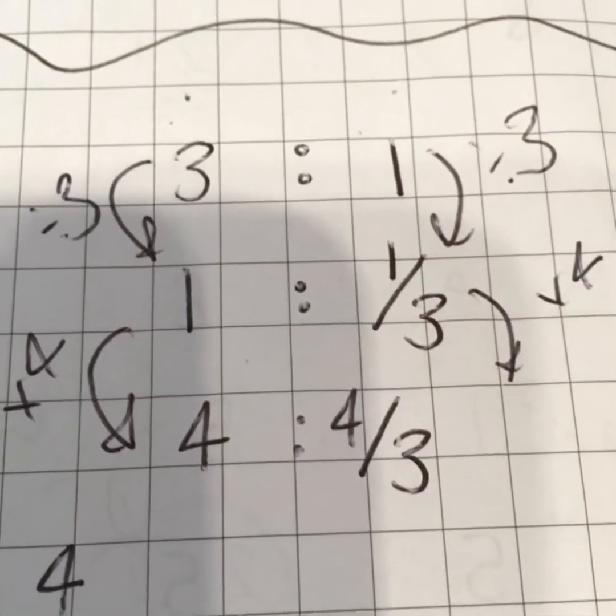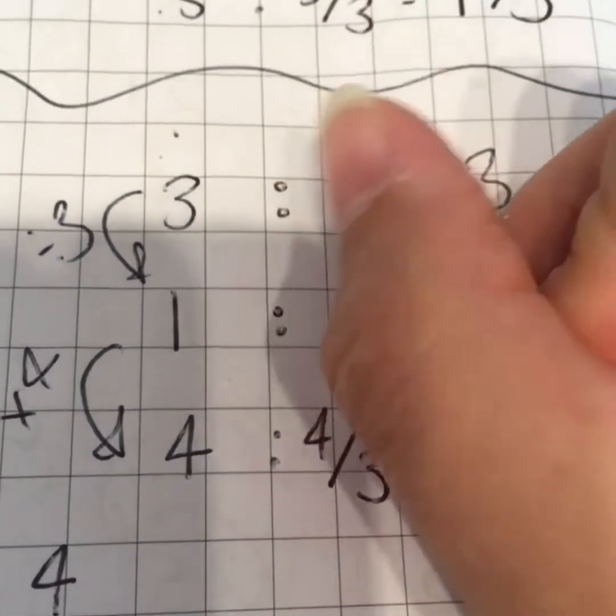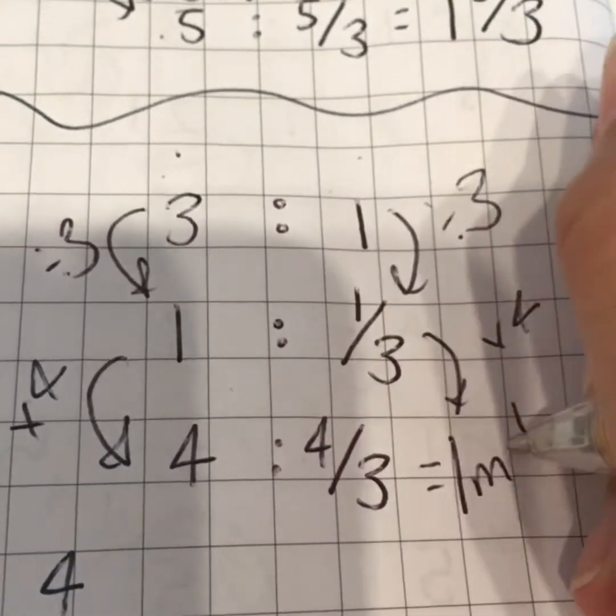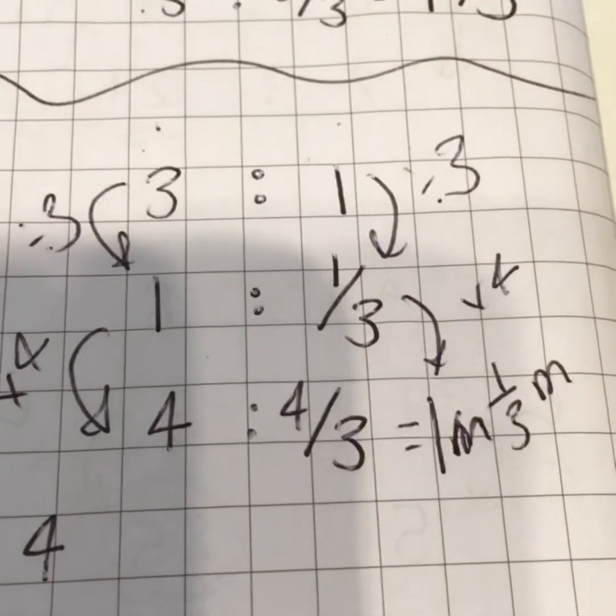We know how to multiply 1/3 by 4. Just multiply your numerator, so it'd be 4/3, which is the same as 1 metre and 1/3. Oh, that's not very nicely written. There we go. 1 metre and 1/3 of a metre.